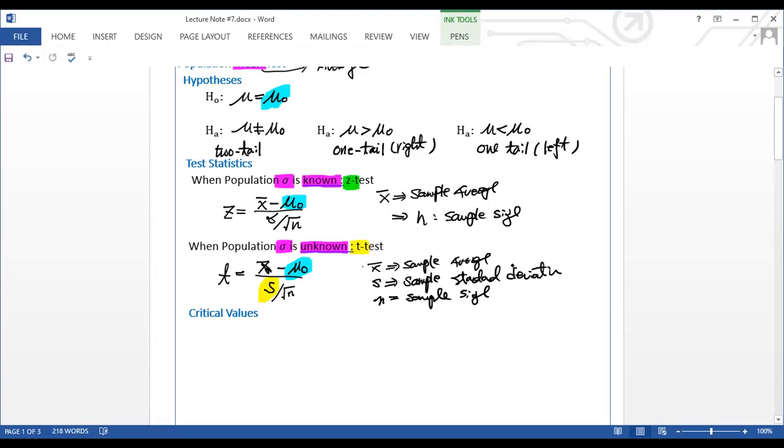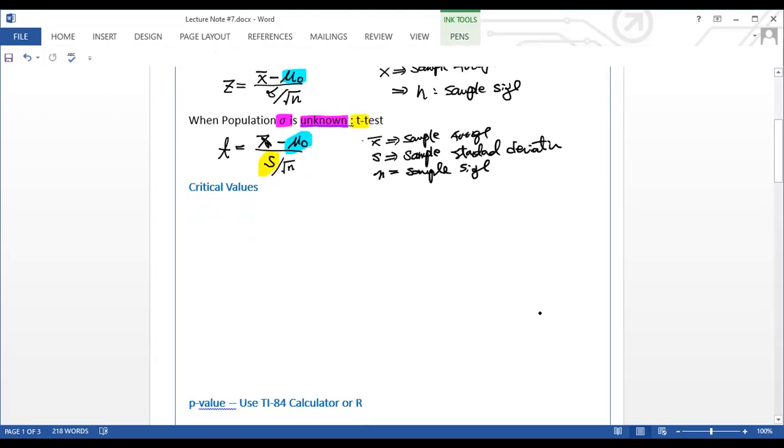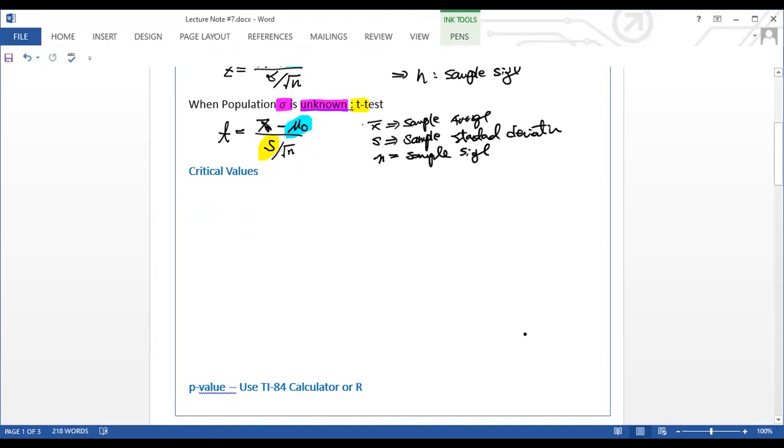Okay, so now let's take a look at the critical values here. This is a critical value for the z-test. Then I'm going to show you how to find the critical value for the t-test here. So for here, let's take a look. Let's do a table here.